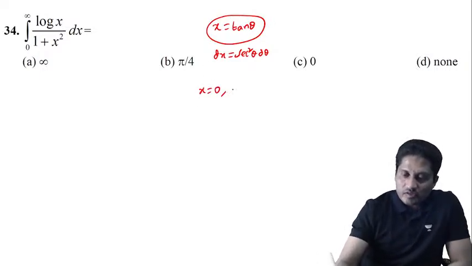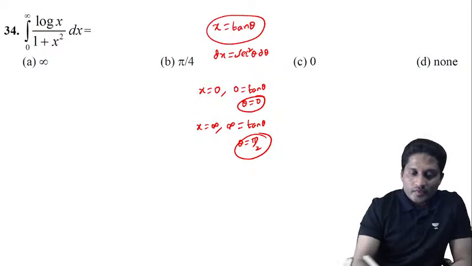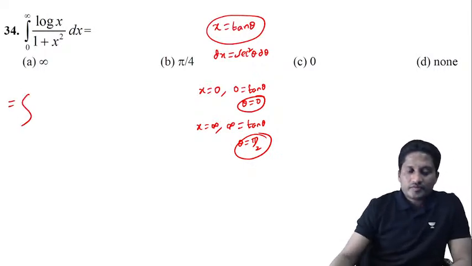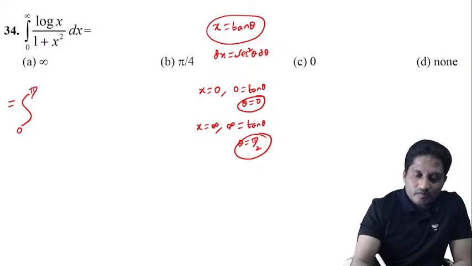When x is equal to 0, 0 is equal to tan theta, right? Theta is equal to 0. And when x is equal to infinity, infinity is equal to tan theta, so theta will be equal to pi by 2. So this becomes integration from 0 to pi by 2.